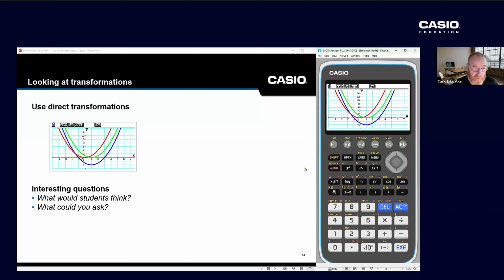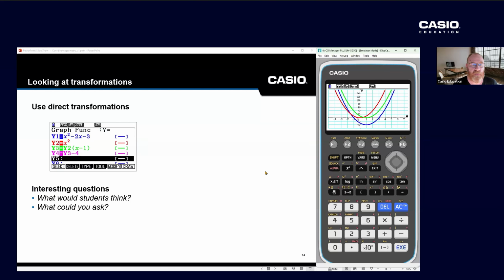This gives you the opportunity perhaps to ask questions of your students: what has happened? So you've got the blue original quadratic, the red x squared, and what has happened to the green function? Is it the same shape? Has it got any relation to the other curves? Well, it's got some sort of relation to the red curve. But then you can ask questions such as, what relationship?